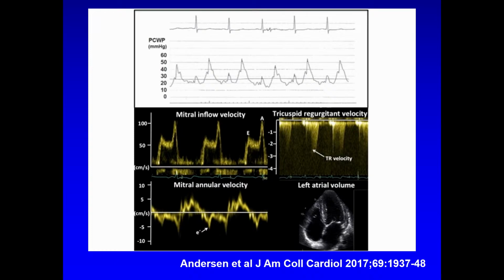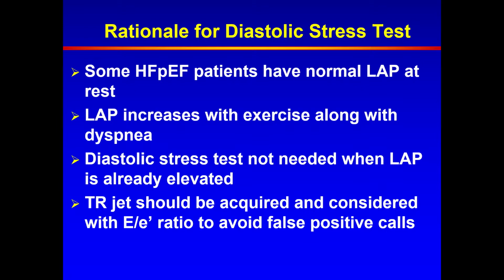That's the nice wedge pressure recording I was referring to earlier. You see clear A and V waves. The mean pressure is in the high 20s, confirming that the echocardiographic estimation or assessment of filling pressures was accurate. Sometimes we do diastolic stress test. We go through the rationale for that.